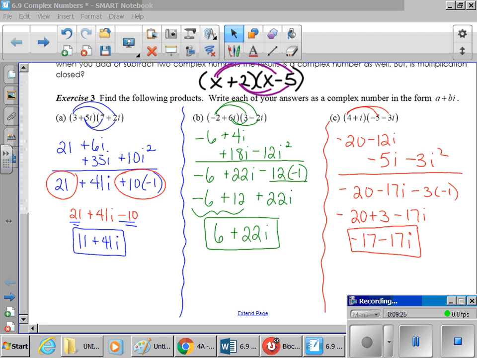All right, we have two more problems to do. So when you're ready, why don't you pause, write down what you need to, and then meet me at exercise 4.